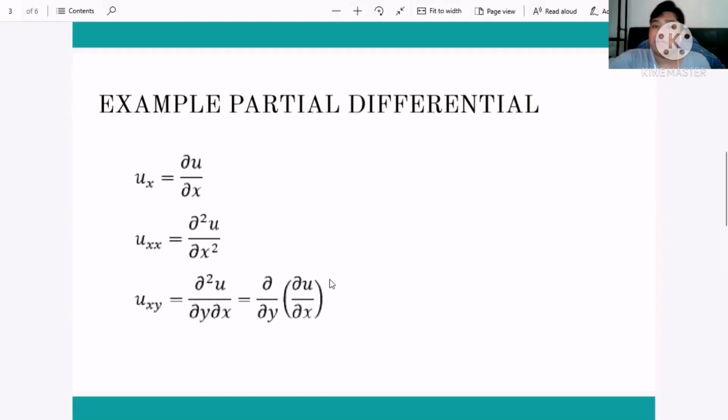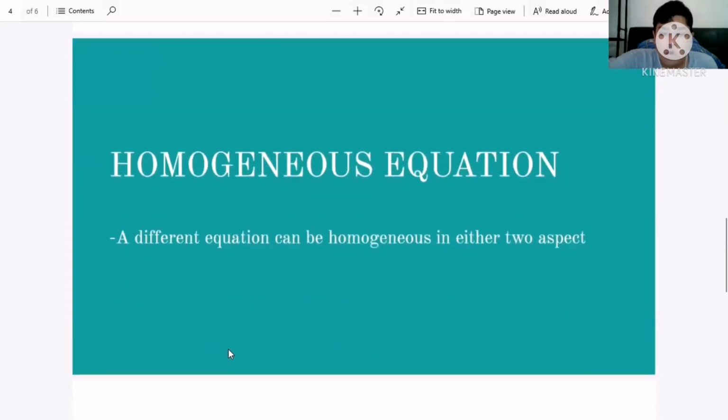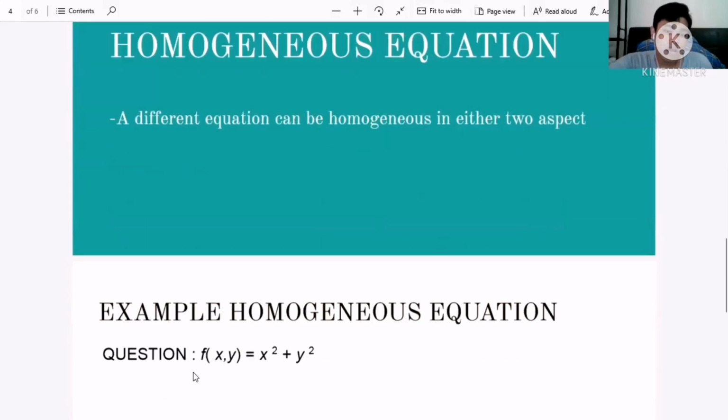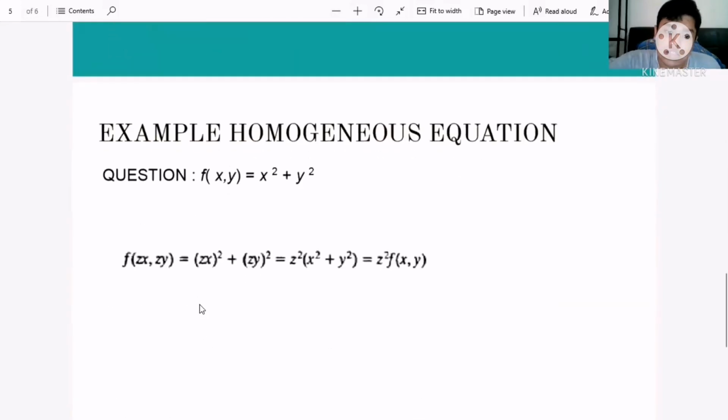Okay, let's take a look at the homogeneous equation. A homogeneous equation is a differential equation that can be homogeneous of a certain degree. For example, one equation can be homogeneous of degree 2, and another can be homogeneous of degree 4. Let's take an example: the equation f(x,y) equals x squared plus y squared, which is homogeneous of degree 2, where the highest power is 2.